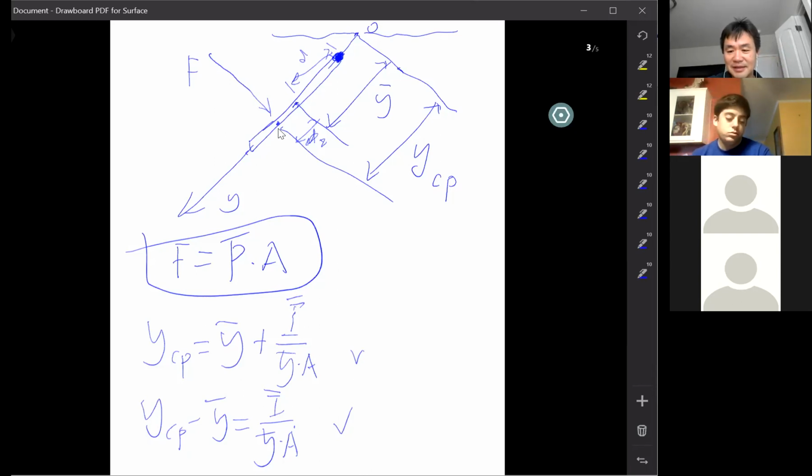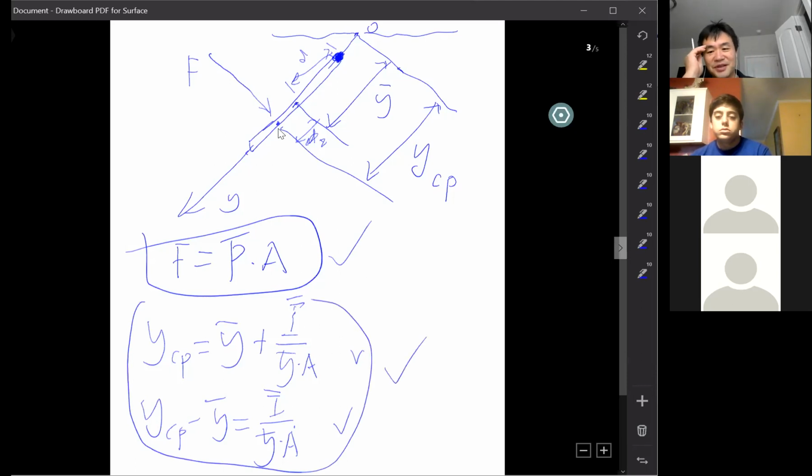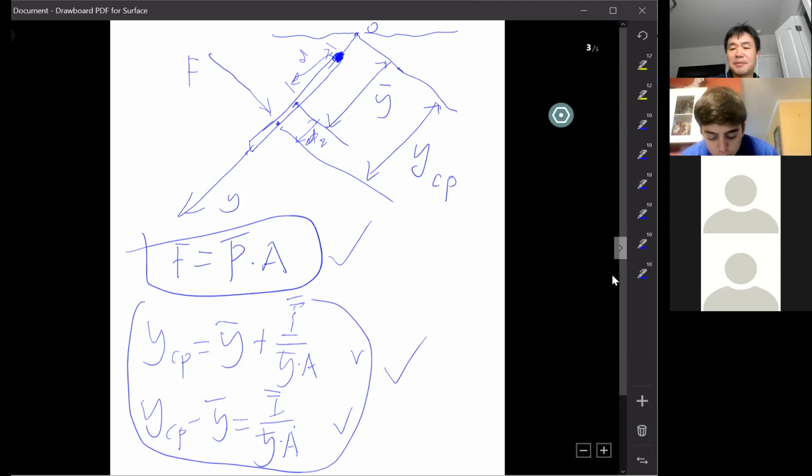Any questions? Is that good? So you have two equations now. This is one equation, and this is another. Now you have the tools to solve some more complicated hydrostatic problems. Let's look at the example. The example is actually a difficult problem. It's a textbook example, 3.10 in your textbook. Any questions? Please jump in.